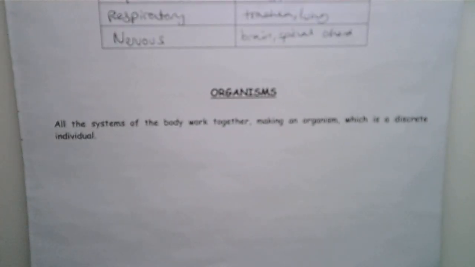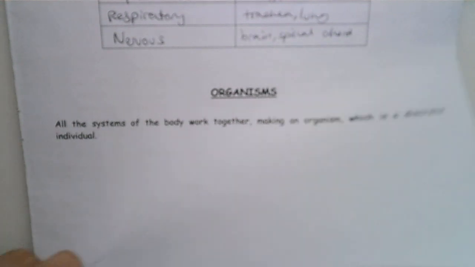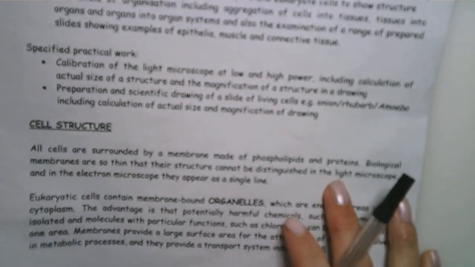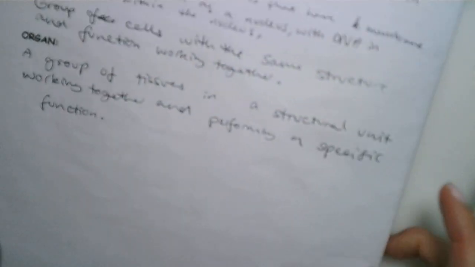Organisms. All the systems of the body work together, making an organism, which is a discrete individual. And that is, as a matter of fact, the entire topic. I can go through some definitions if you want.